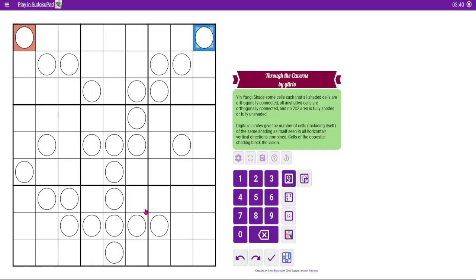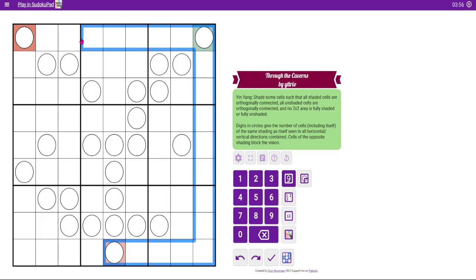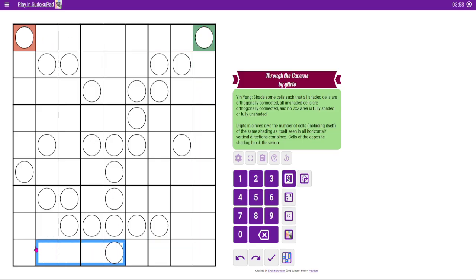Alright. Now this circle down here. What can we say about this one? If this is a red circle, we know it needs to be connected to this red circle. It cannot go through the green one, so we know it will need to go through all the squares over here.